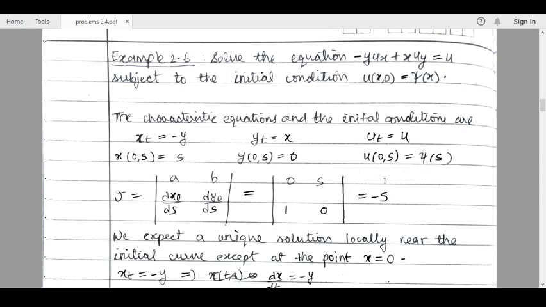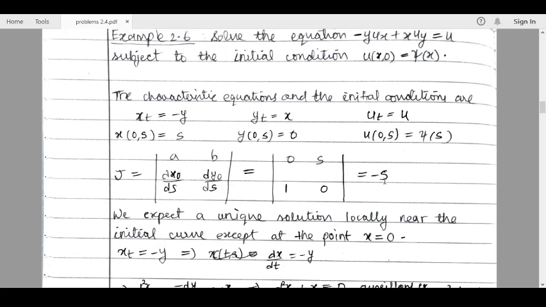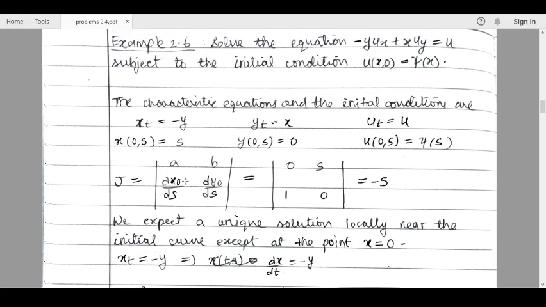Now for simplicity we will just see what is our Jacobian. Jacobian is nothing but the determinant of a, b, dx naught by ds, dy naught by ds. So a is here minus y, but we have to see it at the initial condition. So at the initial condition this is 0. B is x and at the initial condition it is s. So we have s here. dx naught by ds, this is our x naught, dx naught by ds is 1. dy naught by ds, y naught is 0, so dy naught by ds is also 0. So if you do this, we will see the determinant is minus s.